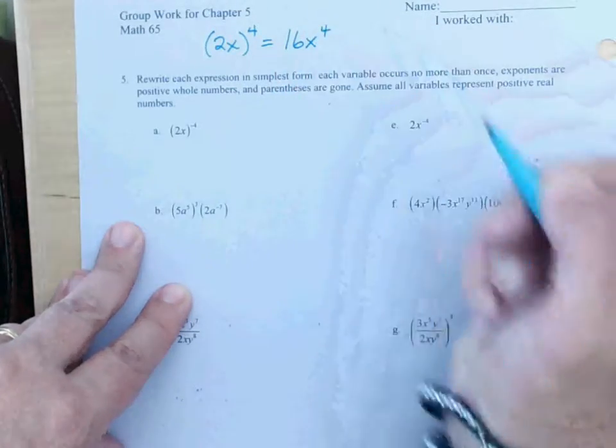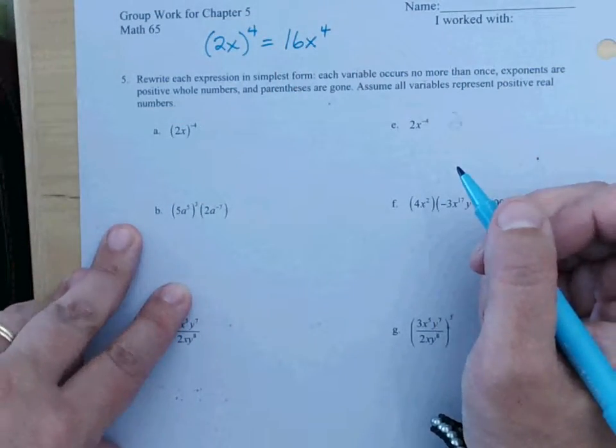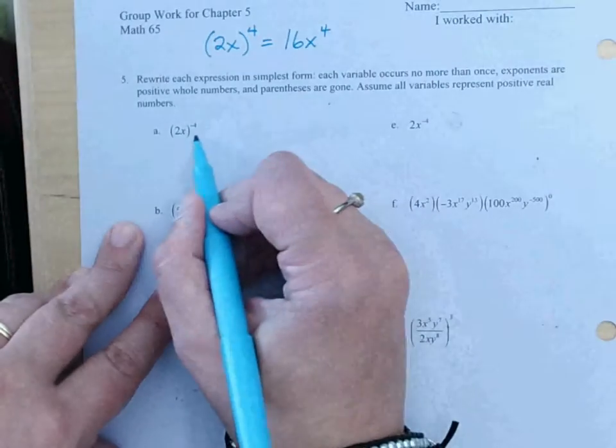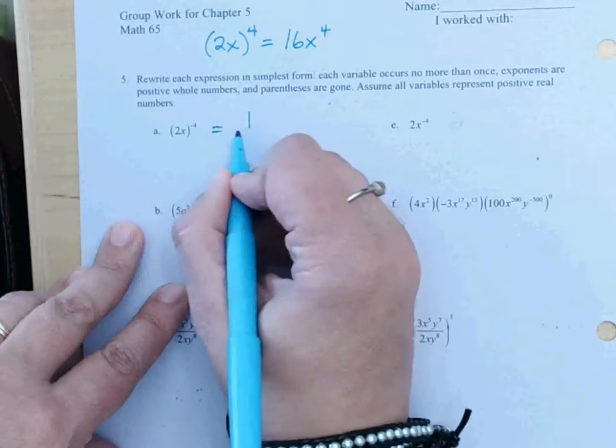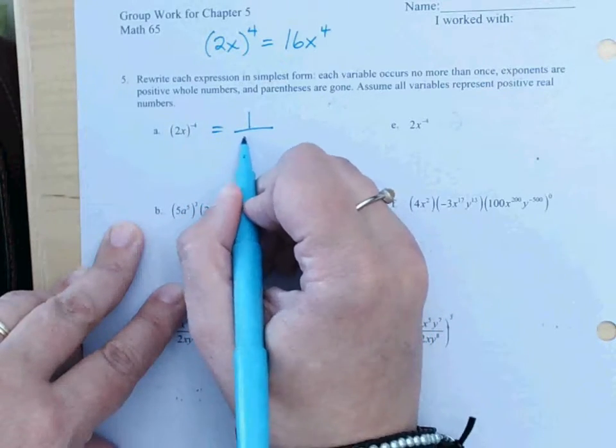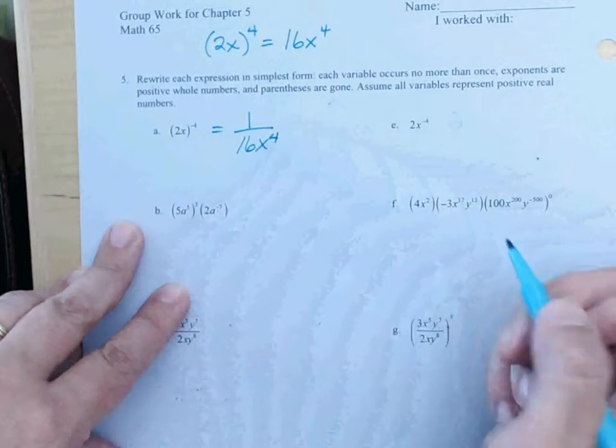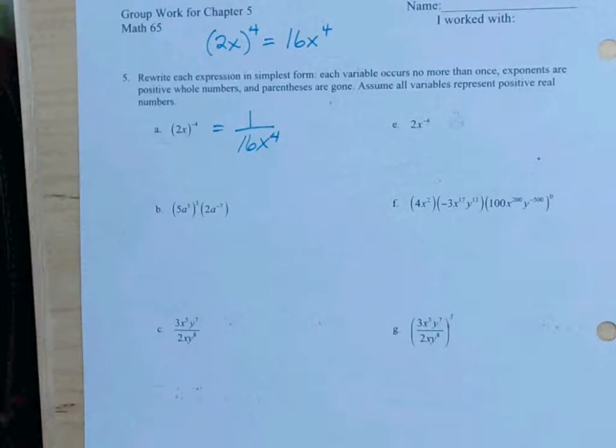16 fourths, right? Or 16x to the fourth. I mean 16 fourths. Okay, if you have a negative exponent, what does it tell us to do? So remember that the negative exponent has nothing to do with the sign of the number. It just means take the reciprocal.